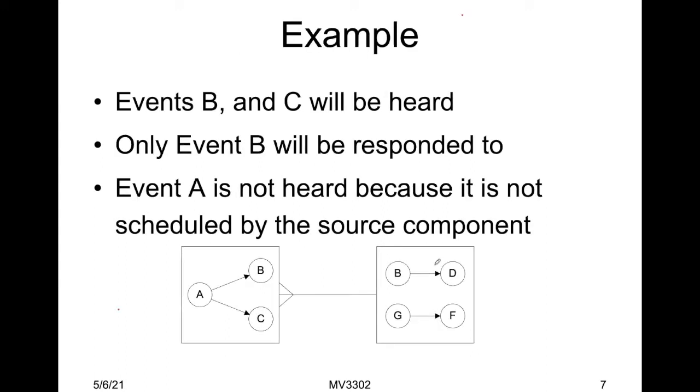Let's look at an example of this. Okay, so here are two components. And again, these are obviously not complete, but let's say this source event has an event A, and that event A is going to schedule B and C.